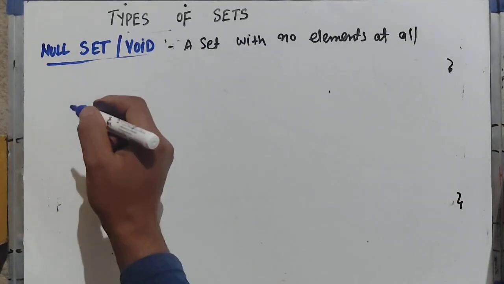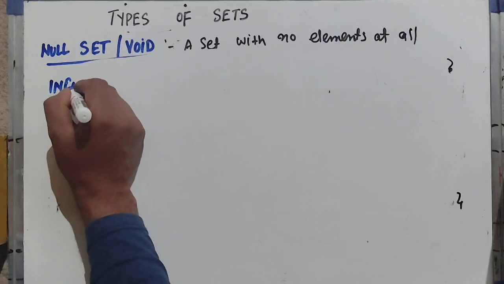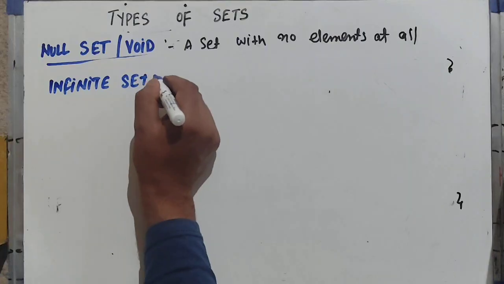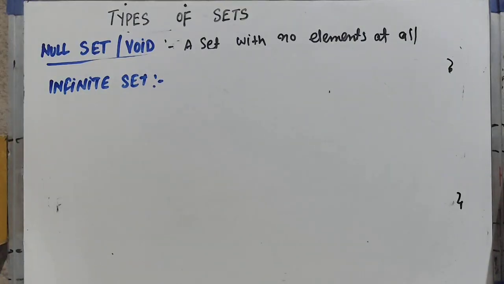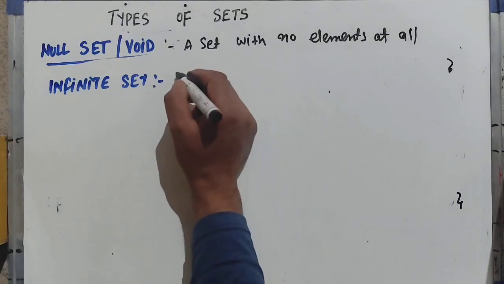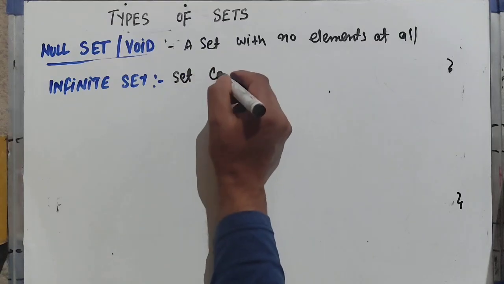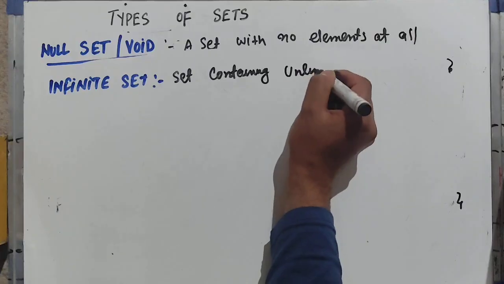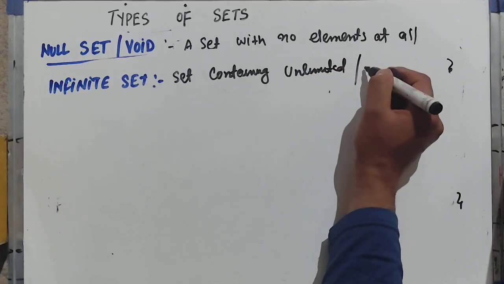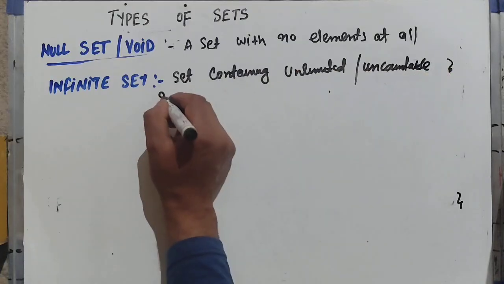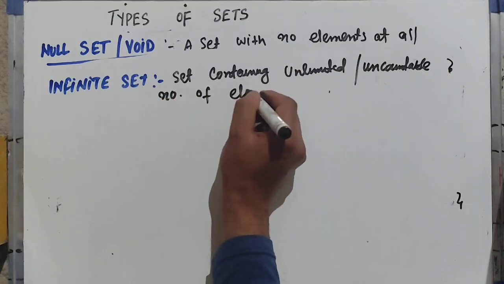Then we have the infinite set. It is very simple. It is a set that contains an unlimited or uncountable number of elements.